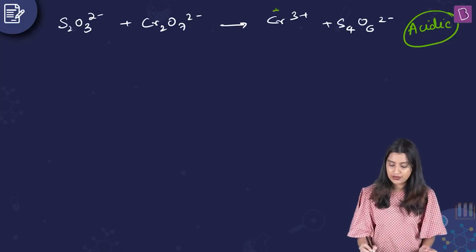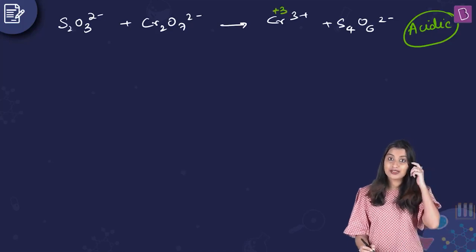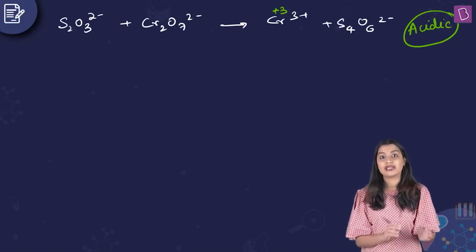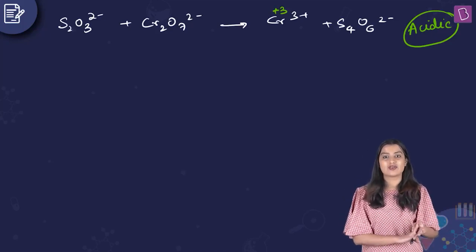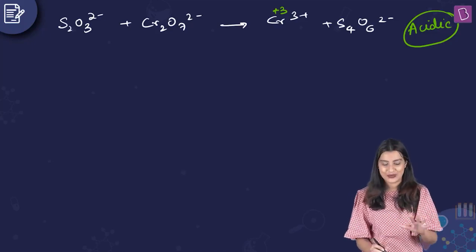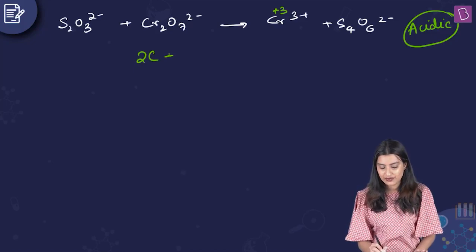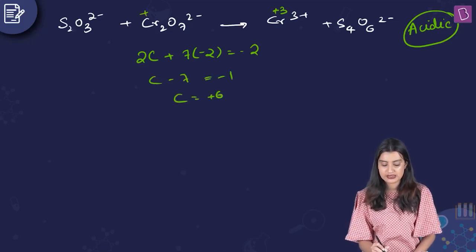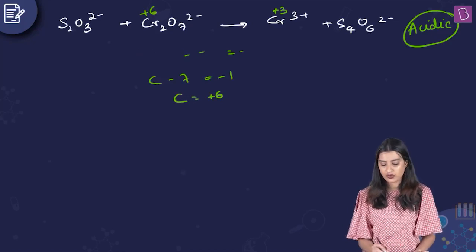Pretty easy for chromium here. It's going to be in +3 on the product side. On the reactant side, you have the dichromate ion, where I'm sure by now you know that chromium is in its highest oxidation state, that is +6. But because we're still beginning with it, it's okay to take your time and figure it out. 7 into -2 is equal to -2. So 2C minus 14 is equal to -2, so C is equal to +6. And +6 is the oxidation state of chromium here.